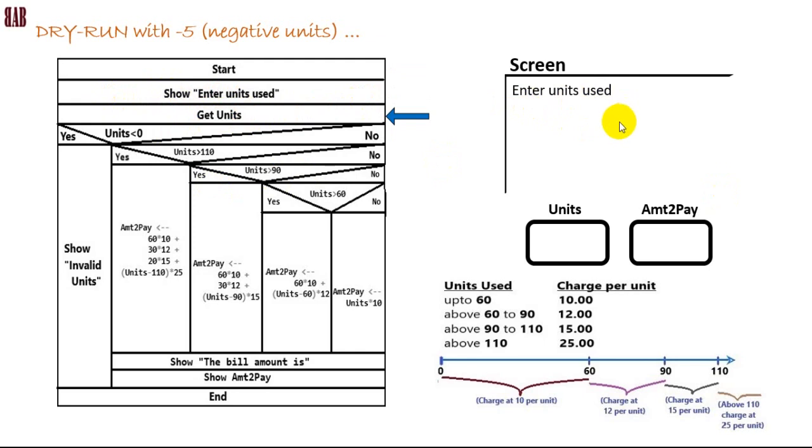So let's say the user is entering a wrong number. This time we are trying to run with a negative number. So we put -5 into units. So units takes -5. Then you are here. Then you go to the next line.